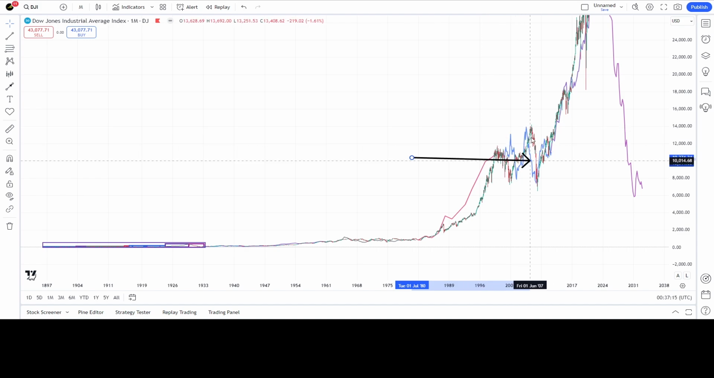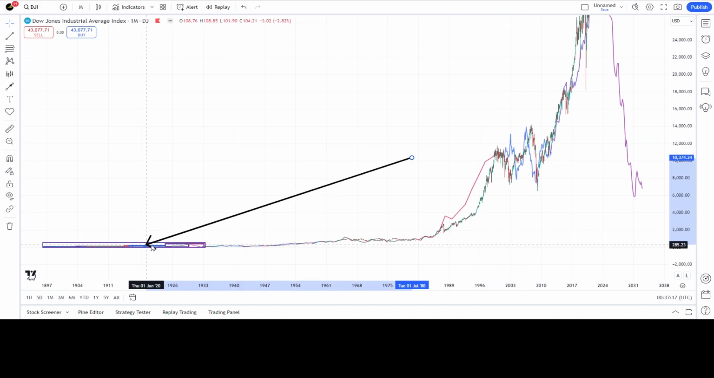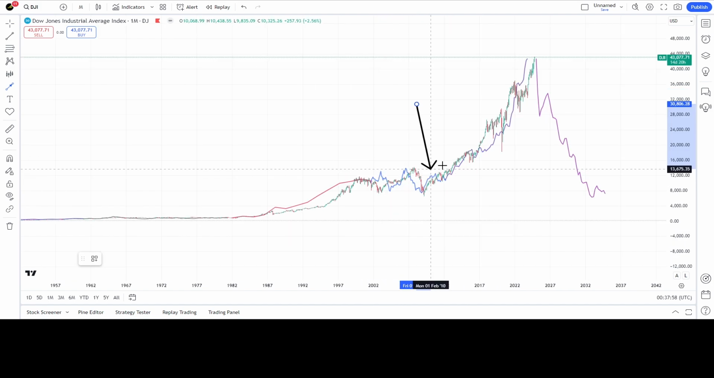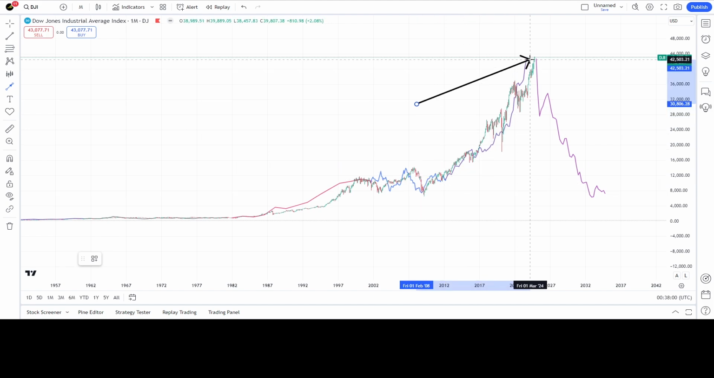After which it goes into the next fractal, which would be this blue structure over here. Let's zoom in. This structure, which is a consolidation. After this consolidation, it moves into this purple box, which is the peak. So let's go back to where we were. So here is that blue consolidation and then the move up to the peak.